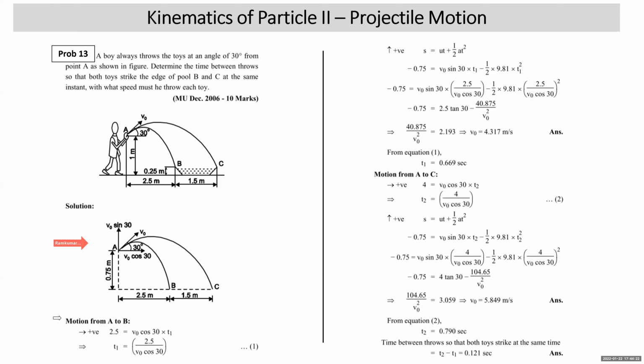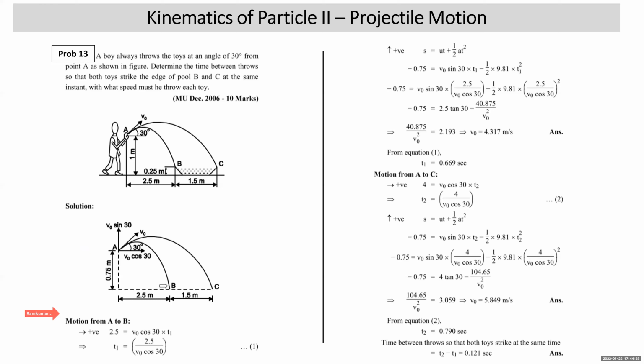equations of motion from A to B and then we'll write from A to C. Velocity at B is not into consideration. Velocity at C is not into consideration. So you will not write v is equal to u plus at and v square is equal to u square plus 2as in the vertical direction. Motion from A to B.